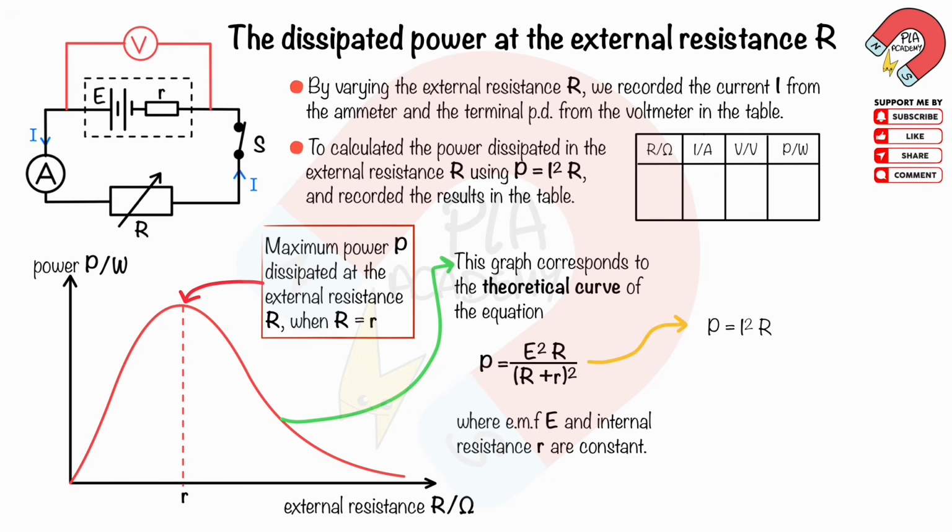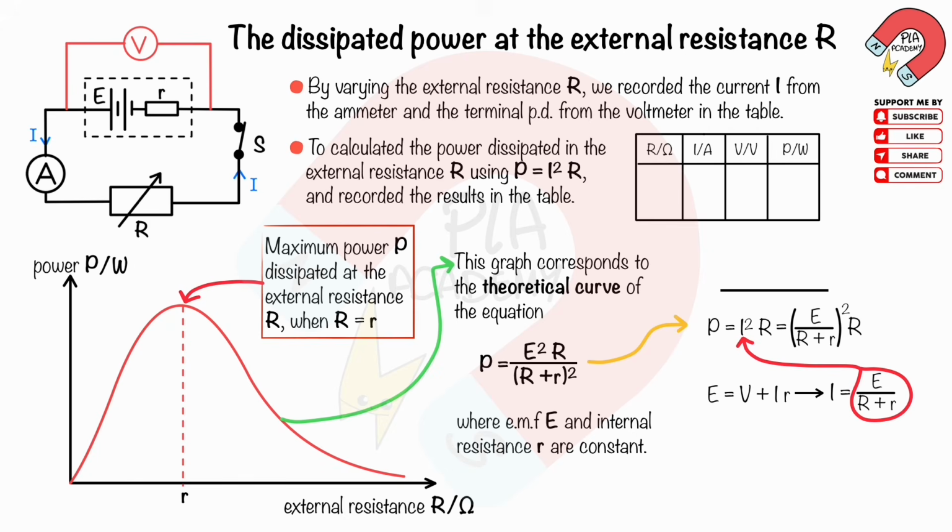This equation can be derived from P equals I squared R. As EMF E equals terminal PD V plus the current I times the internal resistance r, we rearrange the equation as I equals E divided by the sum of external resistance and internal resistance. Substituting this equation into this equation, like this, we get P equals E squared R divided by the sum of external resistance and internal resistance, squared, like this.